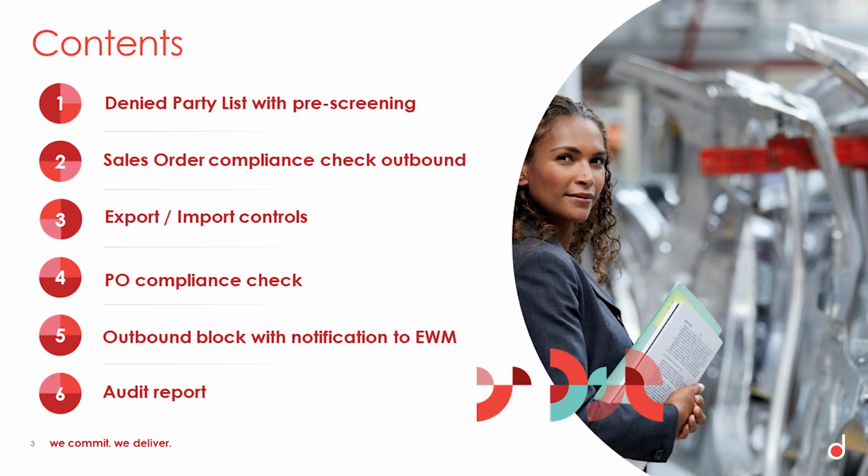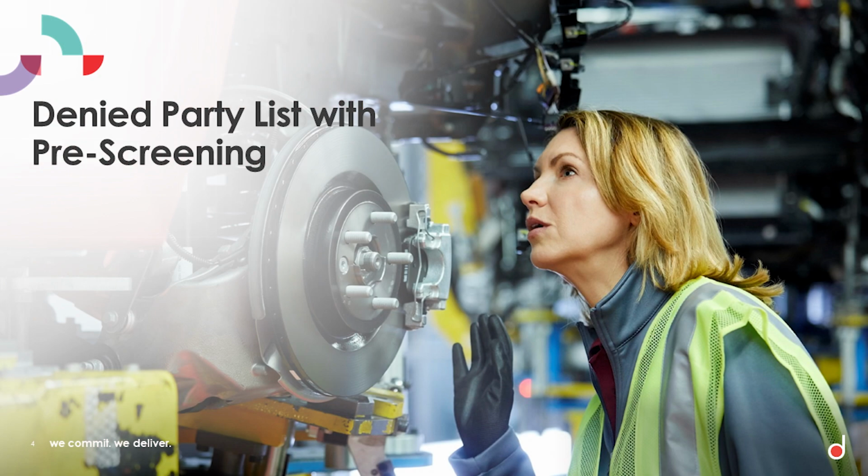So to walk through the contents of this presentation, there are about 5 areas of functionality that we'd like to show you, and then we'll end with an audit report that is also available in our solution. Over the span of this, we're going to look at pre-screening lists, denied parties, compliance checks on sales orders, and compliance checks on POs and the blocks associated with all of them, to again reduce risk and make better business decisions as you work with suppliers and customers.